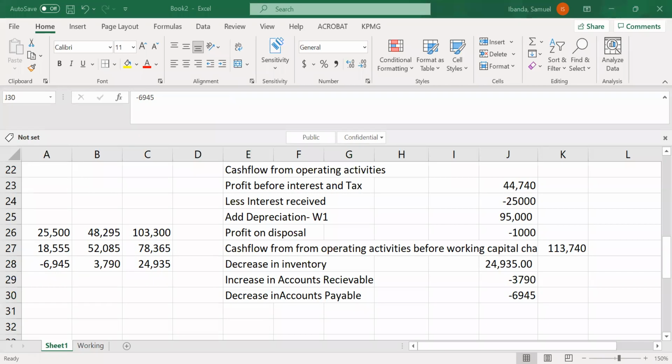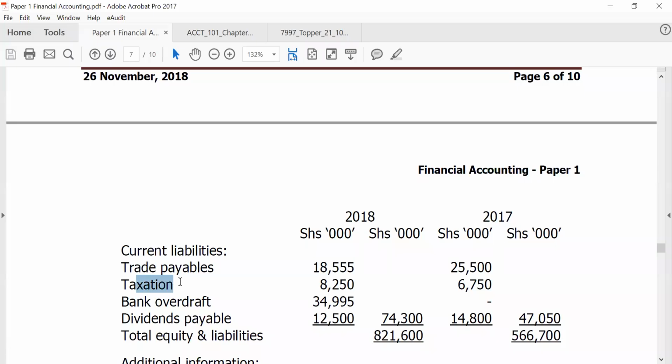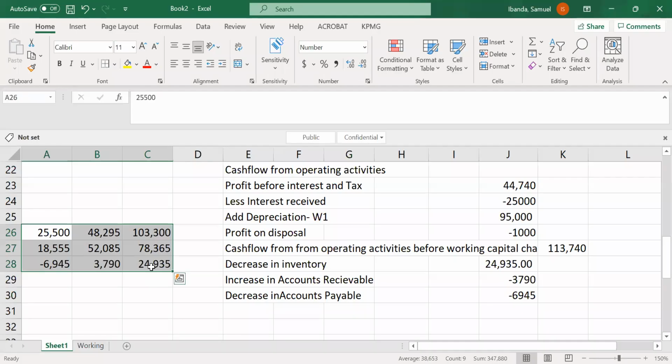So again, to note that taxation, bank overdraft, these ones are not touched. Dividends payable, no. When we speak of working capital, we are looking at inventory, receivables. We are looking at things like trade payables, okay? Those are the items that we look at. We don't touch taxation. Bank overdraft is just handled like cash and bank. Cash and bank is not looked at when we are looking at working capital in this case. So after we have adjusted our working capital, I remove this.